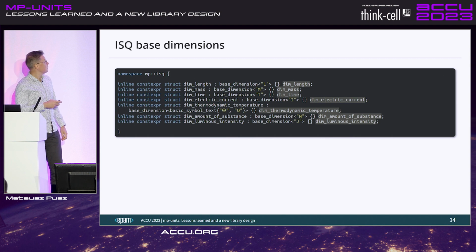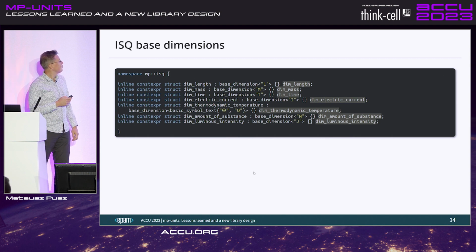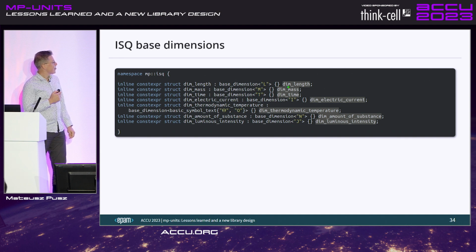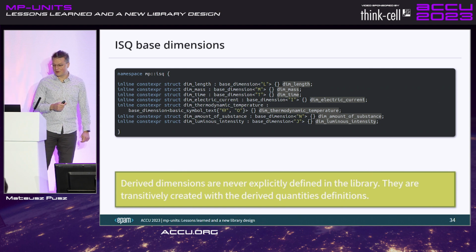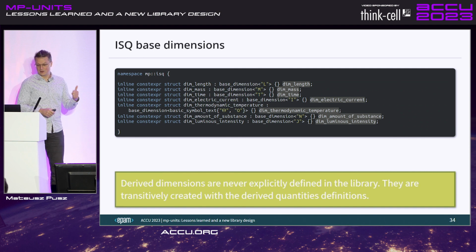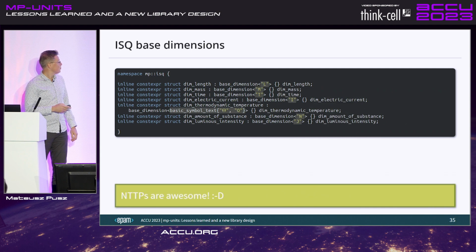Of course, we have those 7 dimensions for ISQ: length, mass, time, electric current. They're specified exactly the same as you've seen before in an example: dim length, dim mass, and so on. So you specify only base dimensions in the framework. You never provide the derived ones, so we never care about speed here. We don't want to define those. This is enough.